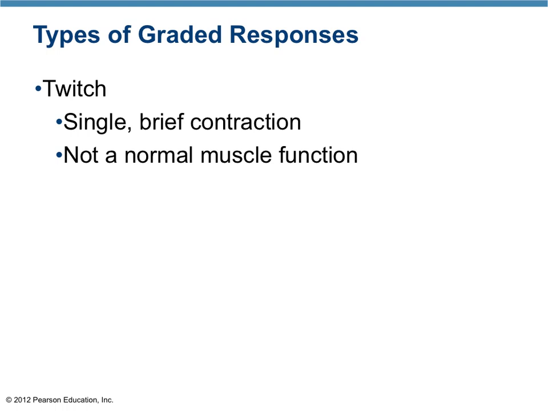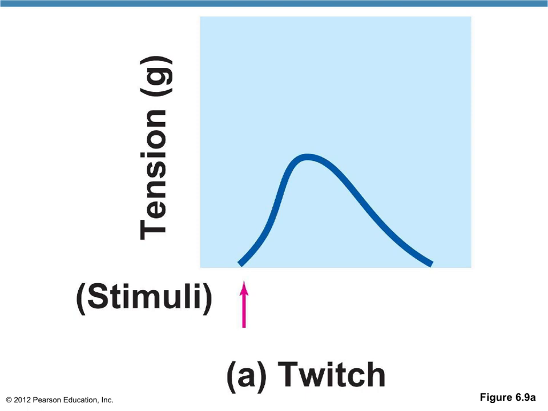So a twitch is a single brief contraction. This is not a normal muscle function. This usually does not happen volitionally, but it could happen because of a reflex, or if you have a lot of stress, you might have a twitch, like if you have a muscle in your eye that starts to twitch. Those are just short, single brief contractions. When a twitch occurs, a stimulus is applied, indicated here by the pink arrow, and then the tension on the muscle goes up and then down, and then the contraction is done. That was the entire arc of the muscle contraction.